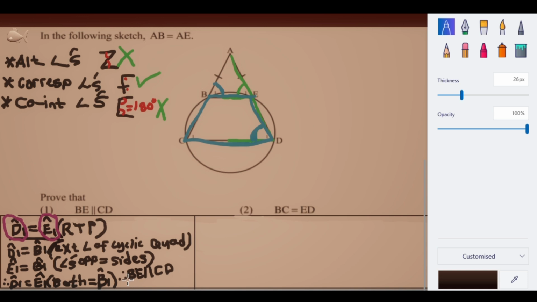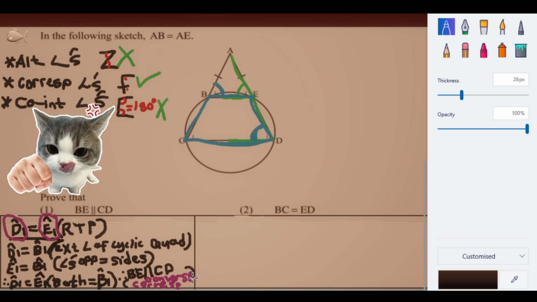What will be the reason? The reason is converse of corresponding angles. You have to say converse because you are proving, guys. It shows that you are proving. So it's converse. That is your reason there, and that is your full answer. Okay, that is everything there.